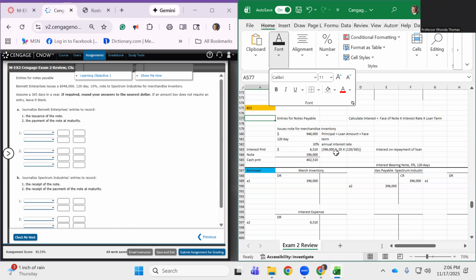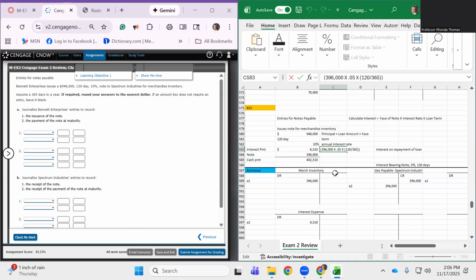So let's go ahead and calculate how much the interest is supposed to be on this note for 120 days. Okay, so we want 10%. Then we're going to issue the note. So let me go ahead and I like to know how much it's going to be. 10%.